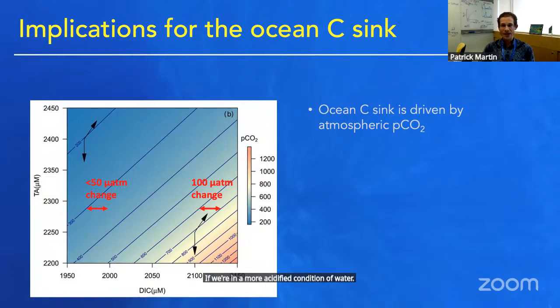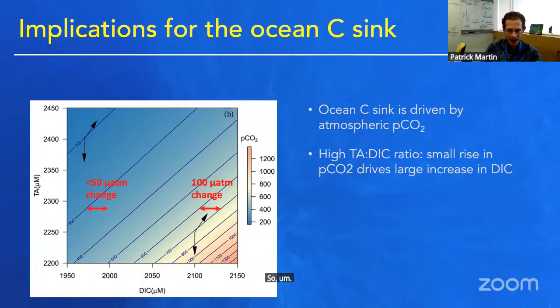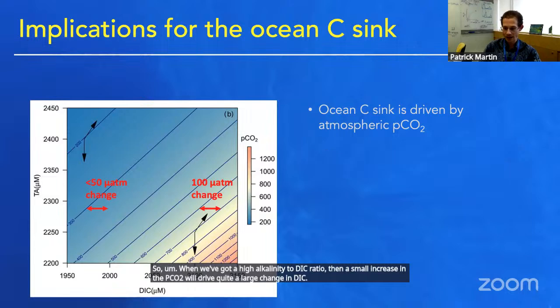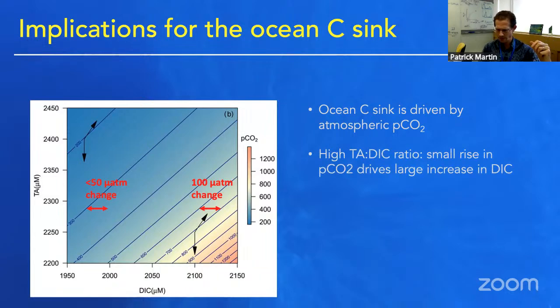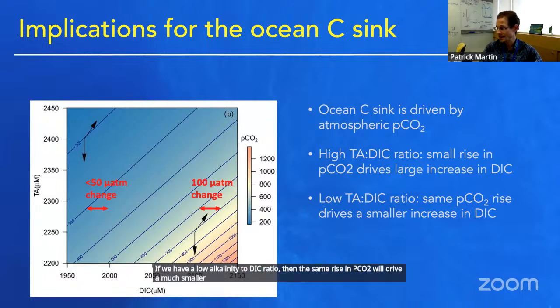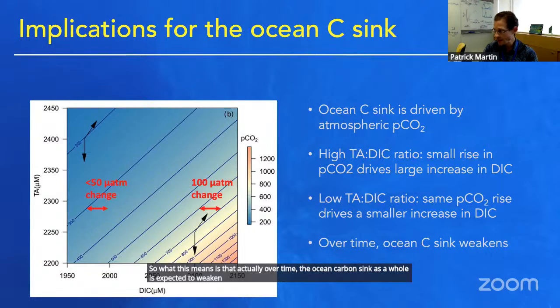So the implication of this is that the ocean carbon sink is driven by atmospheric PCO2. When we've got a high alkalinity to DIC ratio, a small increase in PCO2 will drive quite a large change in DIC. But if we have a low alkalinity to DIC ratio, then the same rise in PCO2 will drive a much smaller increase in DIC. So over time, the ocean carbon sink as a whole is expected to weaken. And that makes it very important that we collect good observational data to track exactly what the sink strength is.